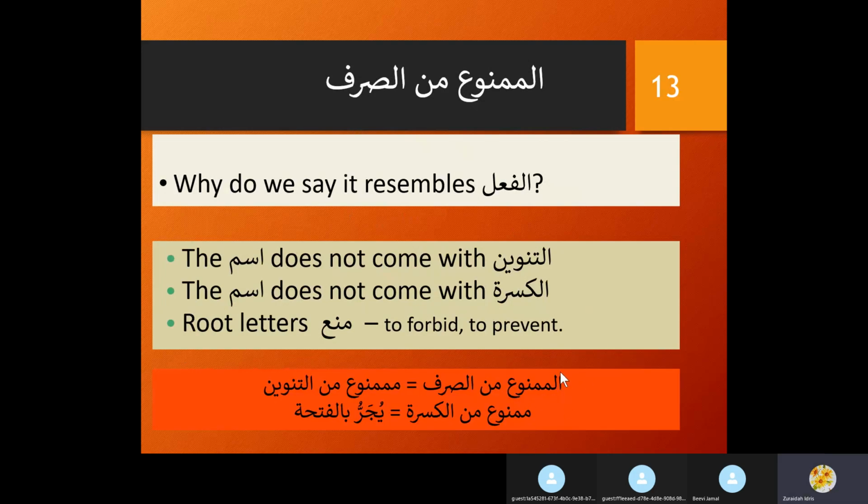So when it's prevented from sarf, it is prevented from taking the tanween. And it's also prevented from taking the kasra, meaning that it shows its jarness with fatha instead of kasra. Yujarru is to become jar. This is the fi'il mudari. And then that means tanween.